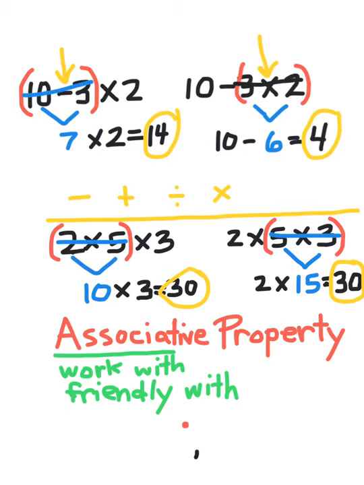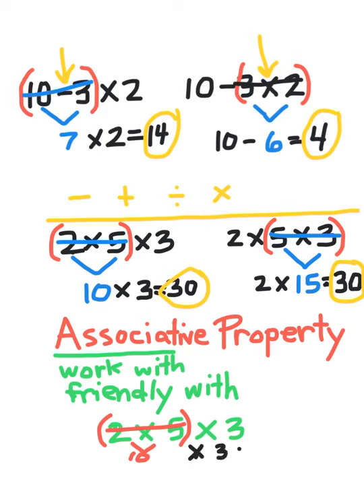So, for instance, if I write this problem, 2 times 5 times 3, and I decide to make 2 times 5 associate with each other, that means I'm going to make them work together first. And we remember that 2 times 5 is 10. We cross out what we've done already, bring down the rest of the problem, the times 3, and we get 30.